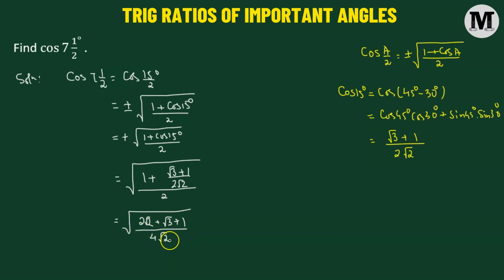What we can do is rationalize this denominator, 4 times square root of 2. All we have to do is multiply both the numerator and the denominator with square root of 2. Okay, let's do that. So this is the entire numerator that we are multiplying with, and after simplification, I'm writing the result here. We should be getting square root of 4 plus square root of 2 added to square root of 6, whole divided by 8, and this is going to be the value of cosine 7.5 degrees.